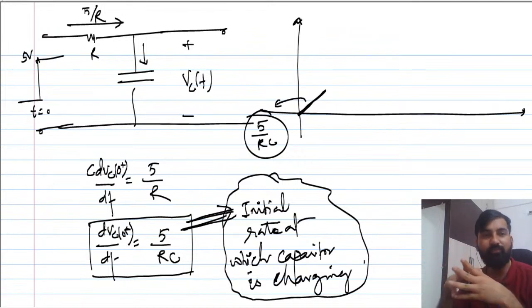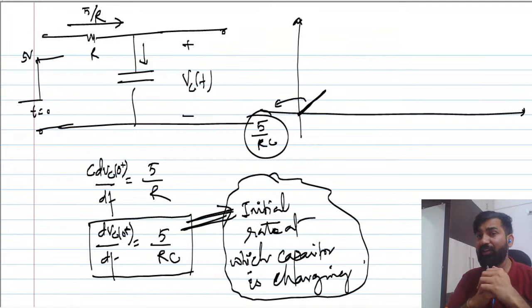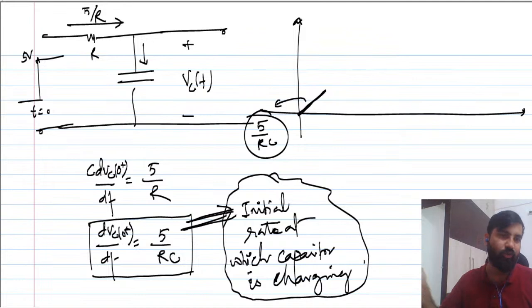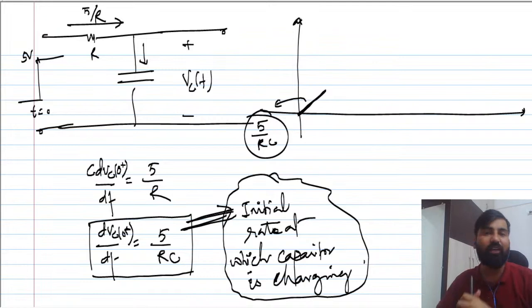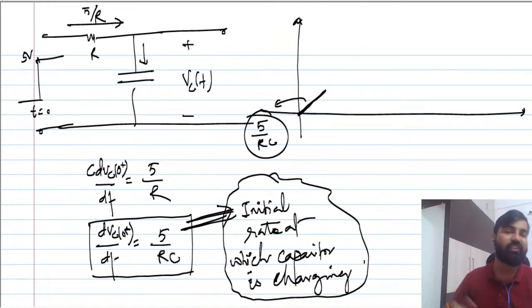Whenever you go for an interview, no matter which company, Texas, Intel, Qualcomm, IISc, IIT, they will give you an RC circuit with a step input and ask what the initial rate is. The initial rate is 5 by RC. Your capacitor started charging, and what will happen as time progresses?